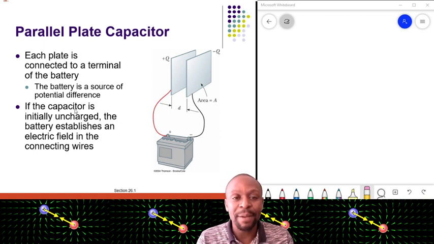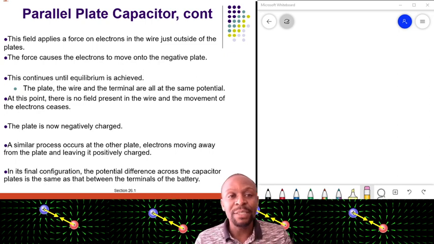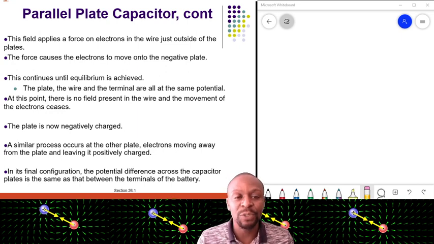Now, if the capacitor is initially uncharged, the battery establishes an electric field in the connecting wires. Right. This field applies a force on electrons in the wire just outside of the plates. The force causes the electrons to move onto the negative plate. This continues until equilibrium is established. As soon as equilibrium has been achieved, the plates, the wire and the terminal are all at the same potential. At this point, there is no field present in the wire, and the movement of the electrons will stop. The plate is now negatively charged.